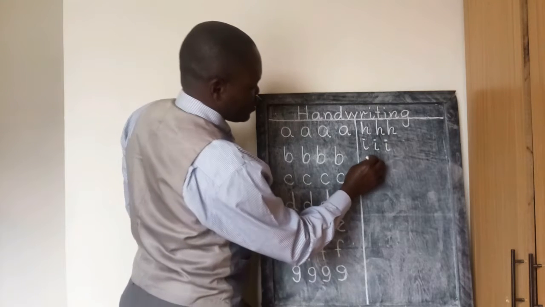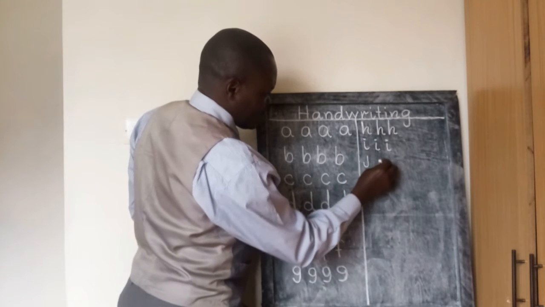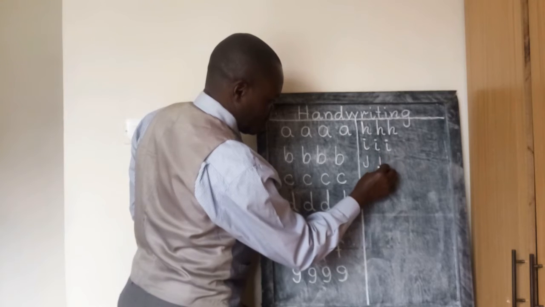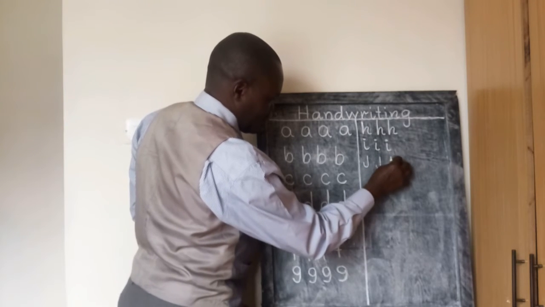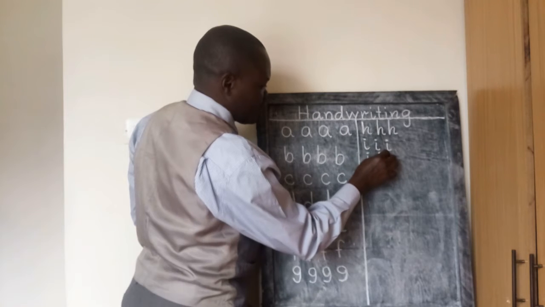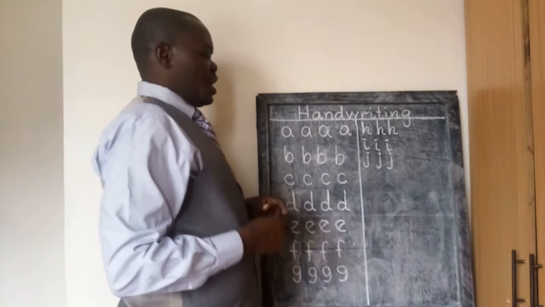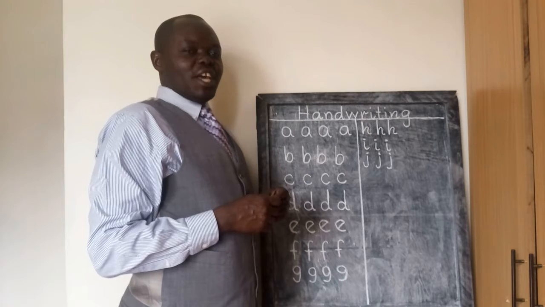J. J should be written like that. And always make sure you put that dot. That is J. How do we write K?